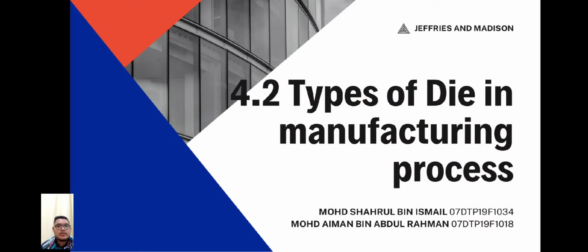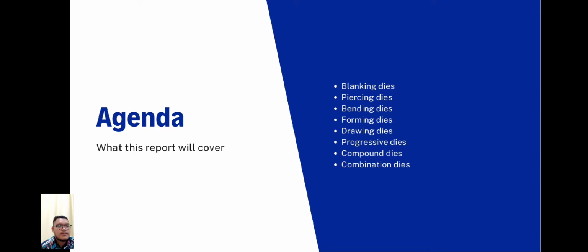And next I will talk about 4.2, which is types of die in the manufacturing process. These are the process dies that we find: blanking dies, piercing dies, bending dies, forming dies, drawing dies, progressive dies, compound dies, and lastly combination dies.